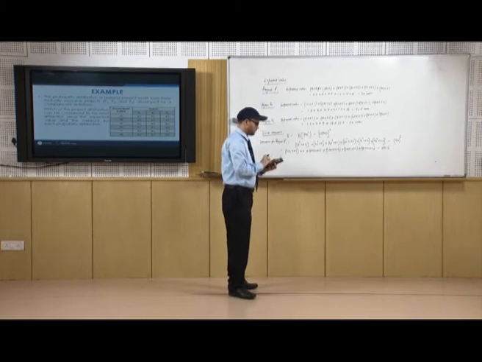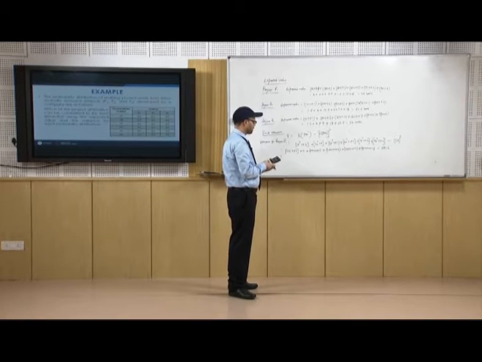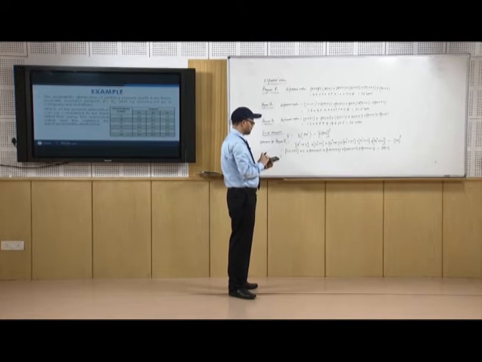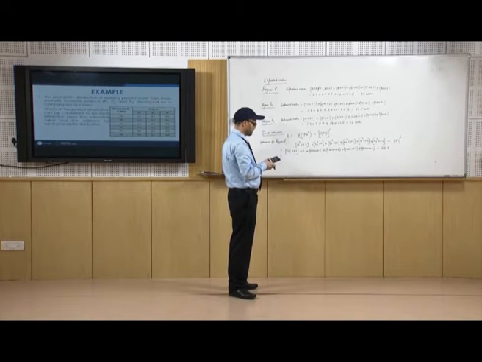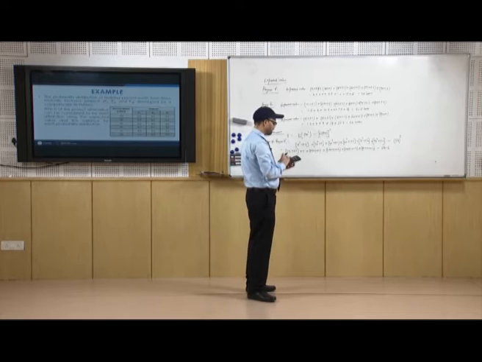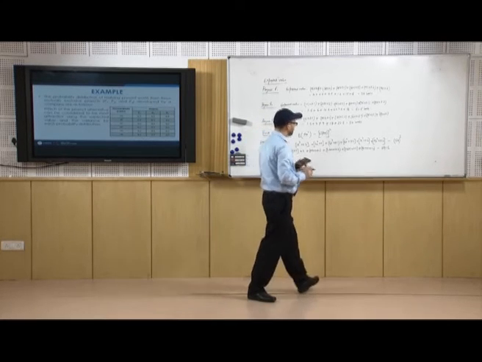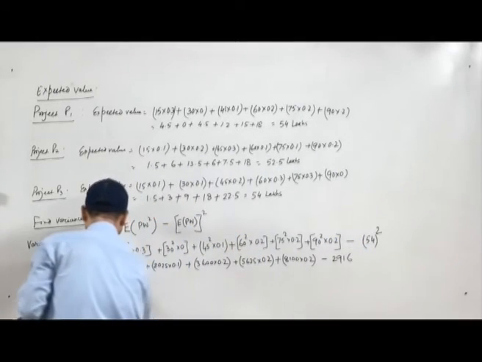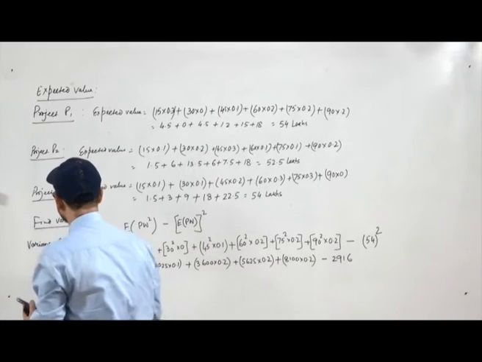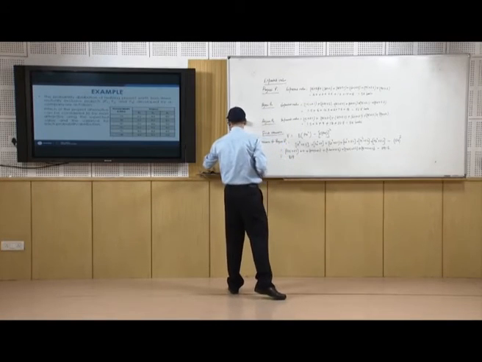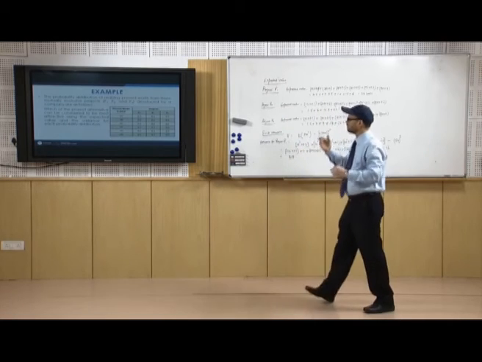So, this will be 67.5 plus 202.5 plus 720 plus 1125 plus 1620 minus 2916. So, this is coming out to be 819. So, this is the variance for project 1. So in this fashion we have to calculate the variance for all the projects.